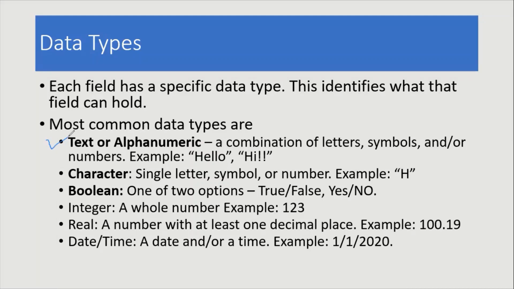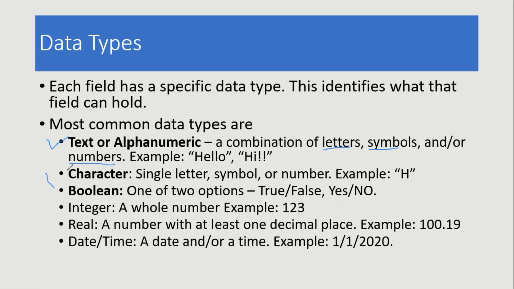Data type number 1 is the text or alphanumeric. This is the combination of letters, symbols, and or numbers. So you can have a combination of them, of course. Example, if I'm about to talk maybe like pass123, that will be the alphanumeric because I have the text and also have some numbers. If I have the normal, maybe the first name, maybe Robert, it will be a text.